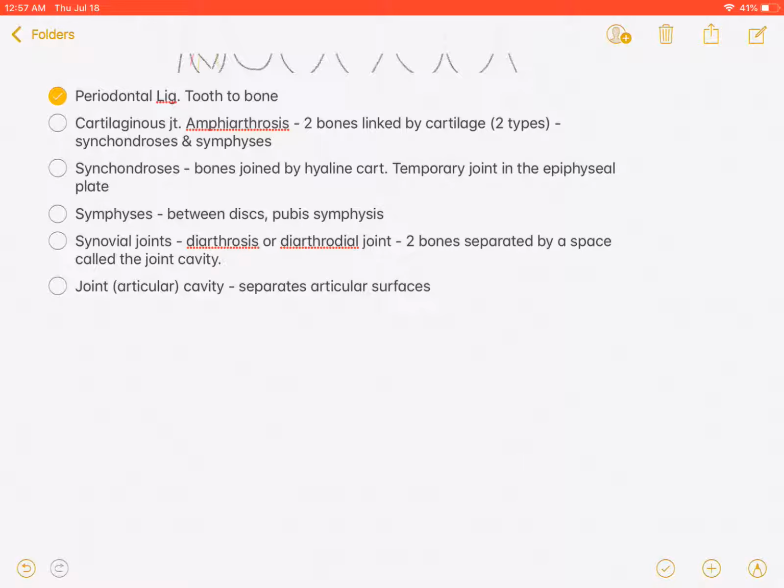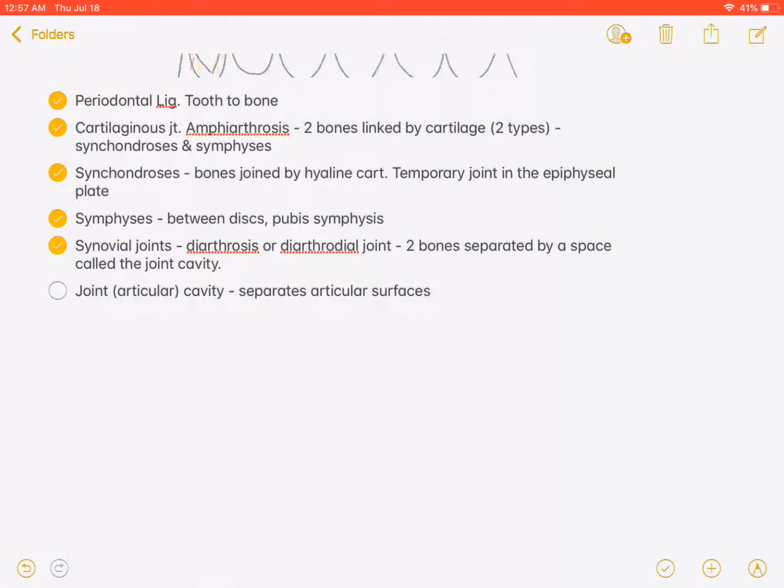Cartilaginous joint or amphiarthrosis. Those are the synchondroses and the symphyses. These are, I would say, slightly movable. The synchondroses, they're bones joined by hyaline cartilage, temporary joint in the epiphyseal plate. The symphyses, just between discs and the pubic symphysis. The synovial joints, diarthroses or diarthroidal joint. They're two bones separated by a space called a joint cavity. You have a joint cavity which separates articular surfaces.